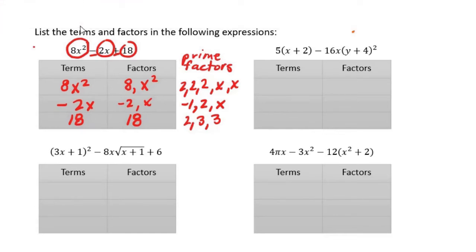And what about the second one? How many terms do you see? Again, very big picture. I'm not going to look at all of the plus and minus signs. These are within some brackets. I think of this as 5 times bracket minus 16 times x times bracket. So how many terms? Well, there are just 2 terms here. 5 being multiplied by x plus 2. And then we'll take that 5 and x plus 2 and subtract 16 times x times y plus 4 squared.